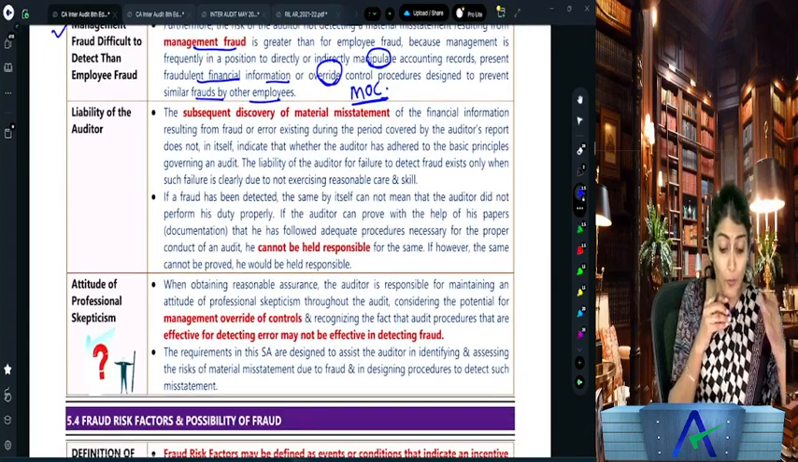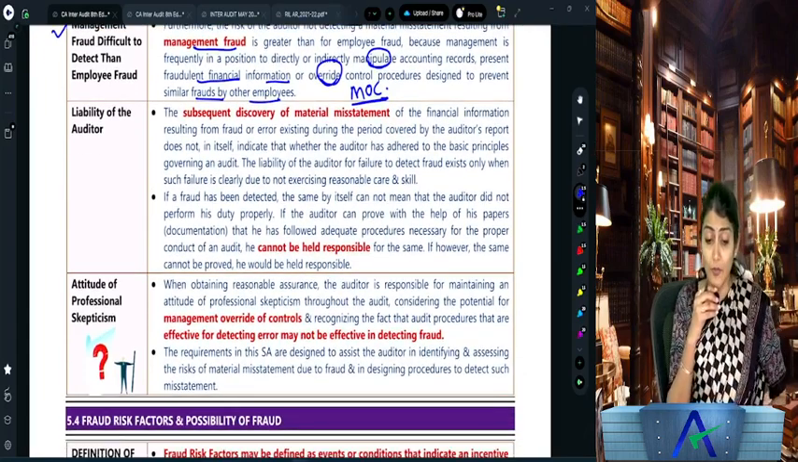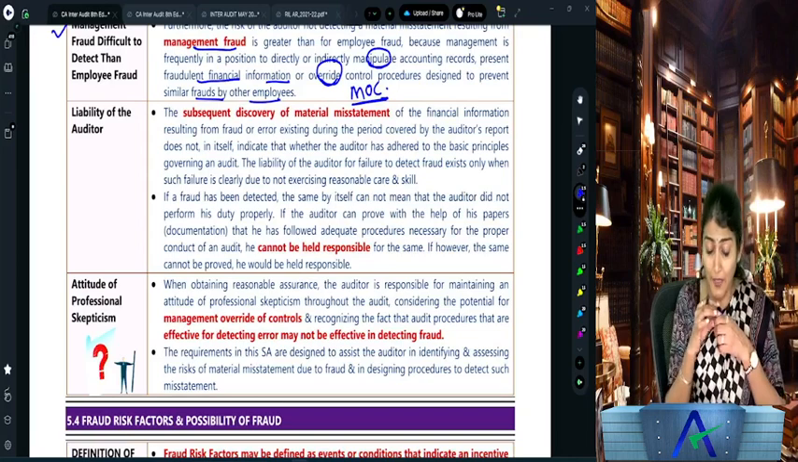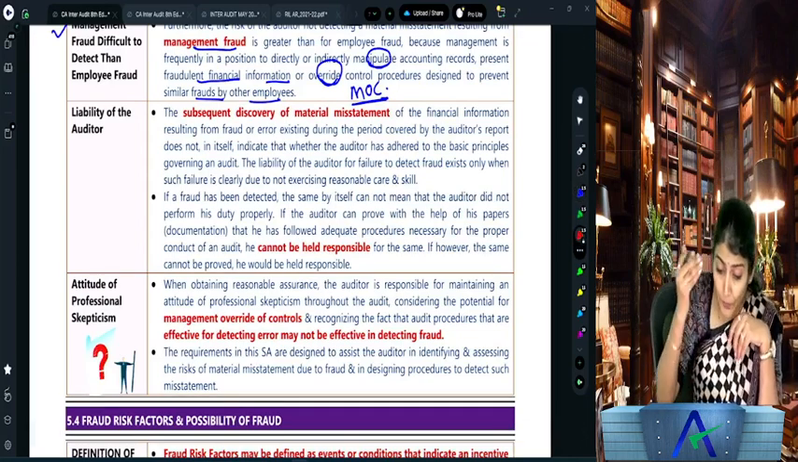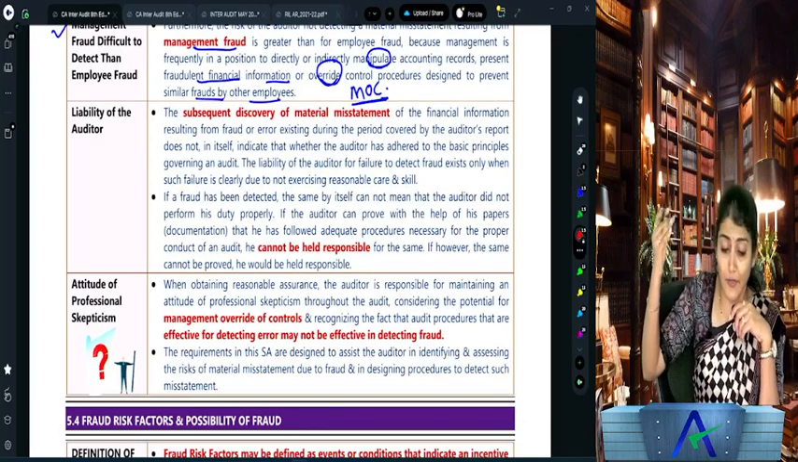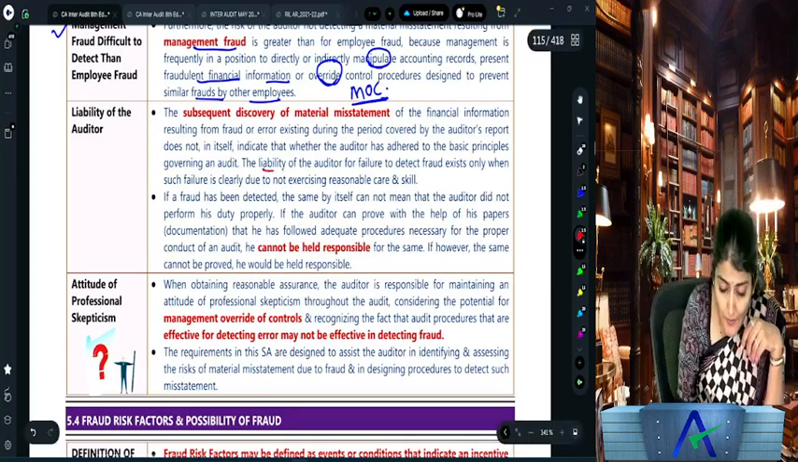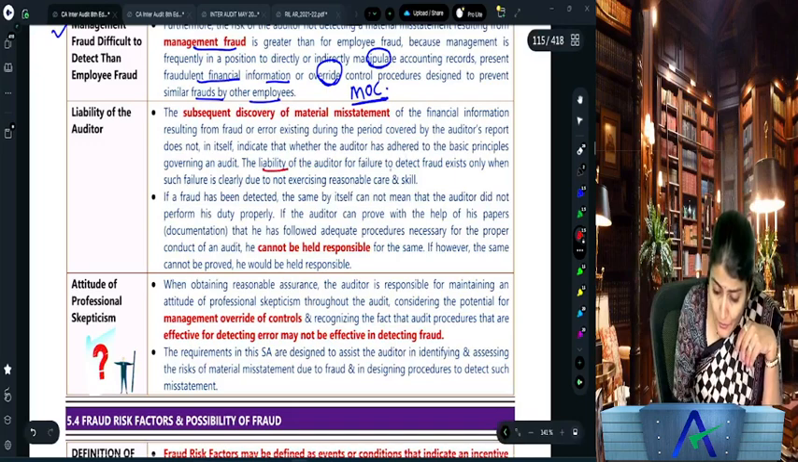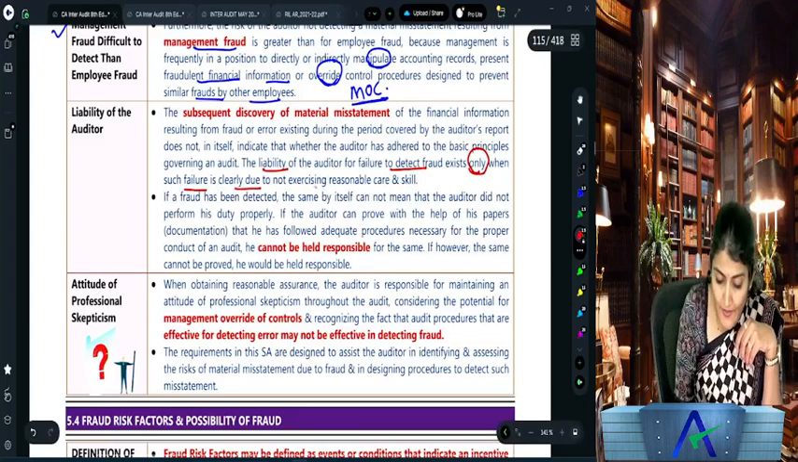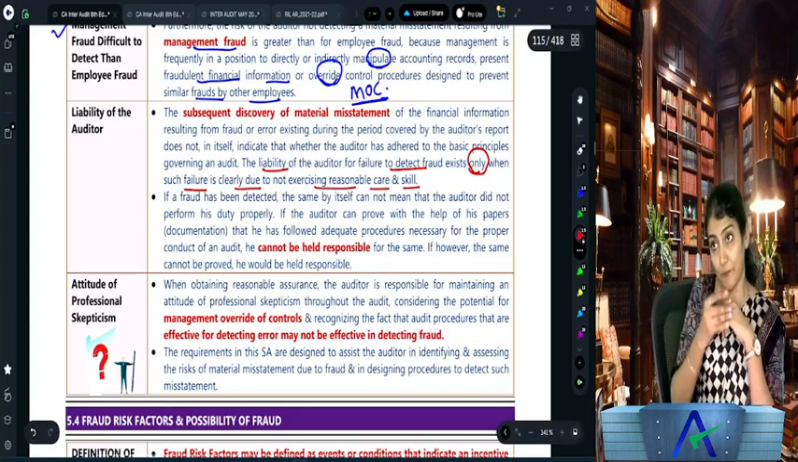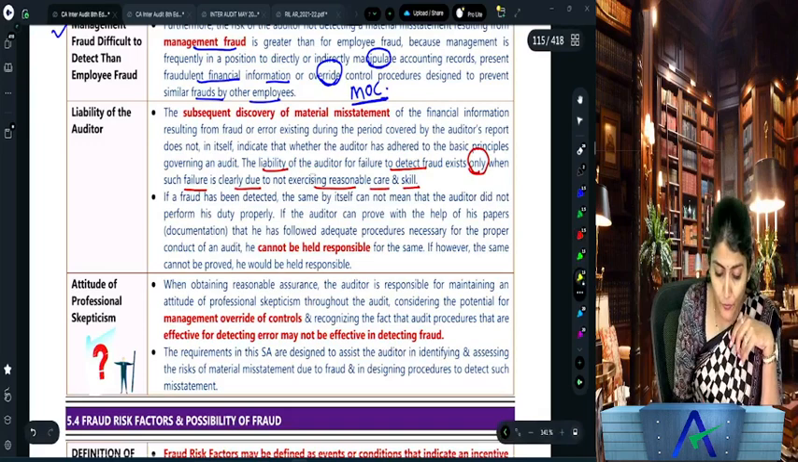Okay, right. Then what about the liability of the auditor? When will the auditor not be liable? When he can prove that he has done his work with reasonable care and skill. So the liability of the auditor for failure to detect a fraud exists only when such failure is clearly due to not exercising reasonable care and skill. So what does the auditor need to prove? That he has done his work with reasonable care and skill.